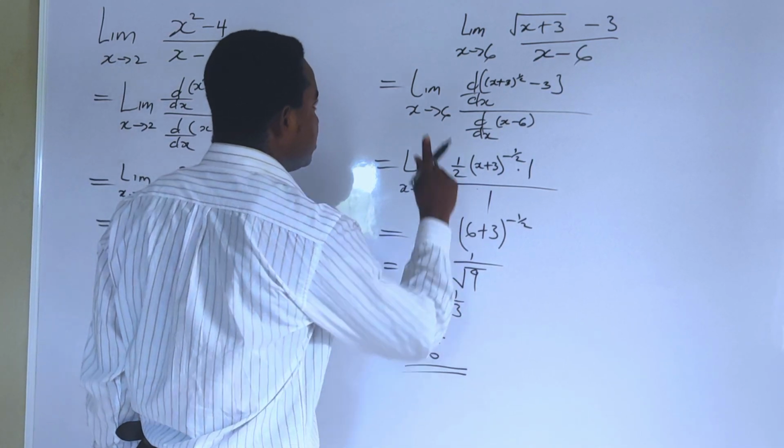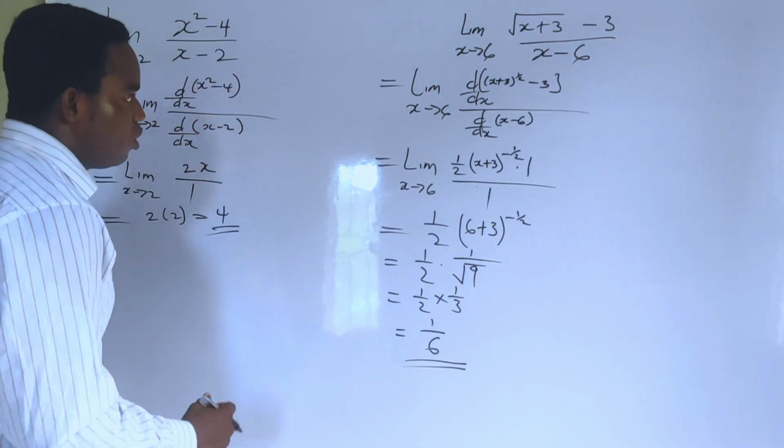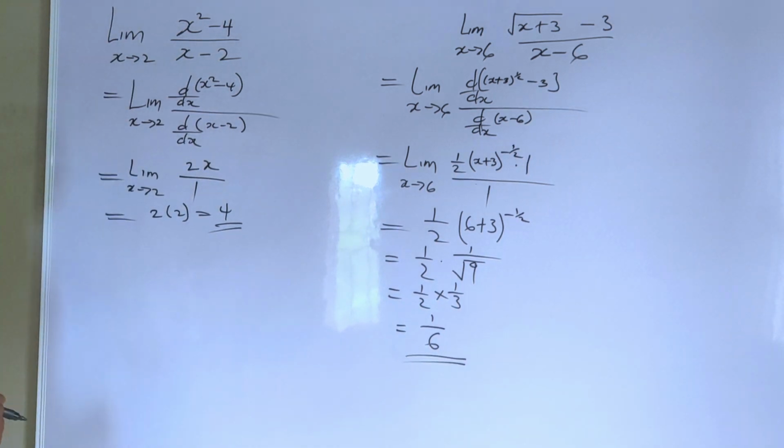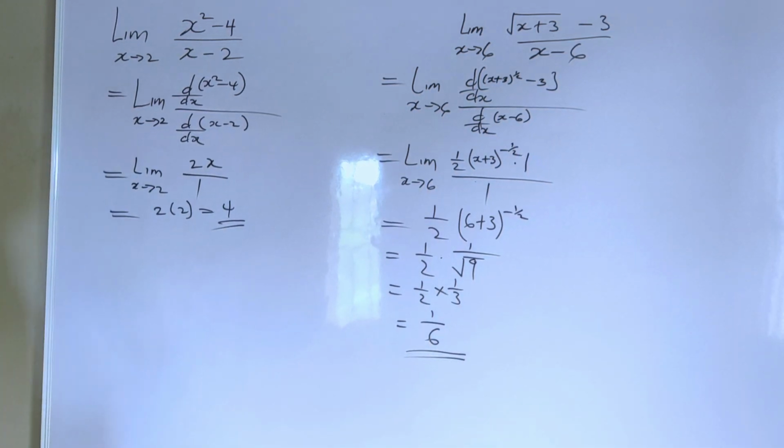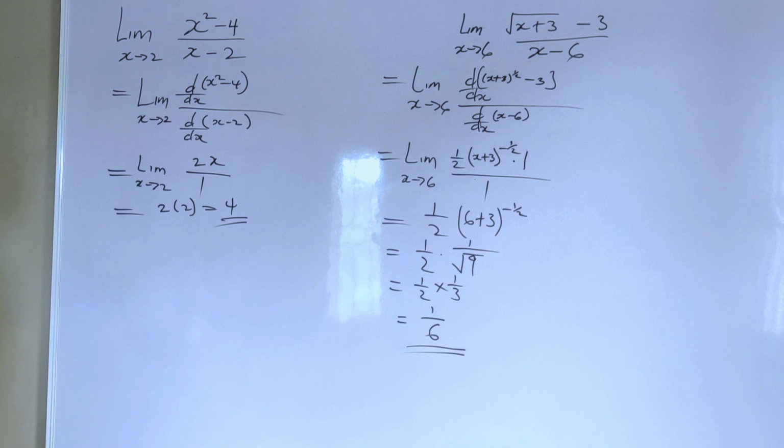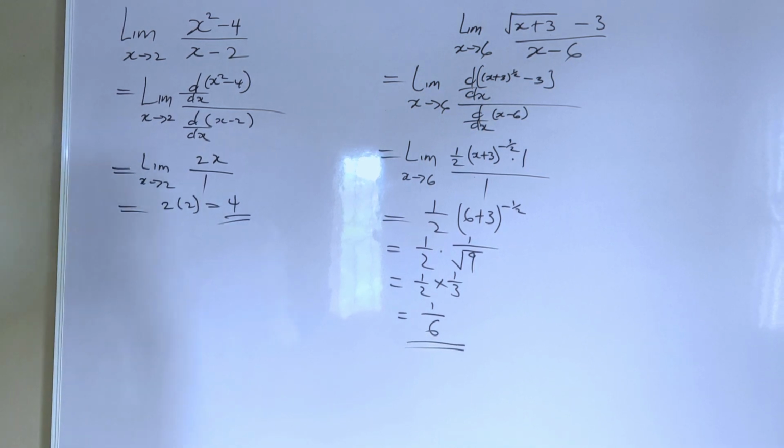And this is the method. So don't forget this. You simply take the derivative of the function at the numerator and the derivative of the function at the denominator. So then you go on and evaluate the limit.